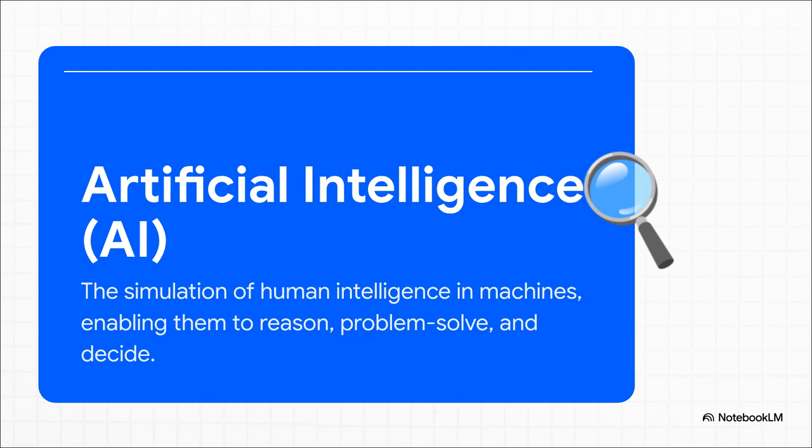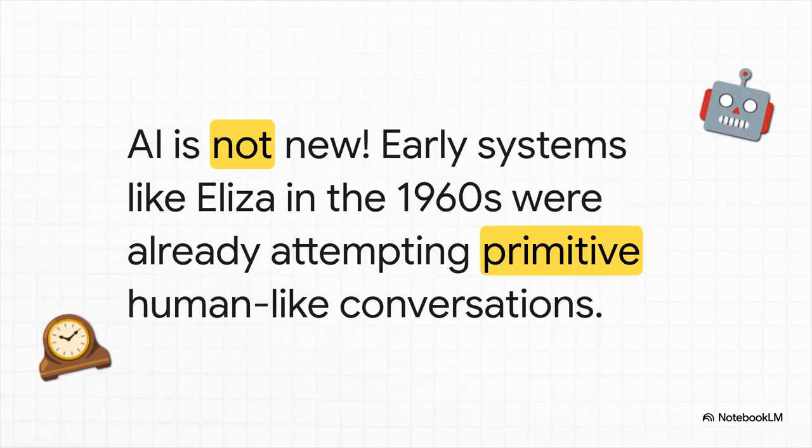So at its absolute core, artificial intelligence, or AI, is this grand, decades-old mission to create machines that can think and reason like us. You know, it's the big dream that really started it all. And that's a really important thing to remember. AI is not new. This quest started way before the current hype. I mean, you had systems like ELIZA, way back in the 1960s, that were already attempting these primitive, human-like conversations. It's been a long, evolving journey.